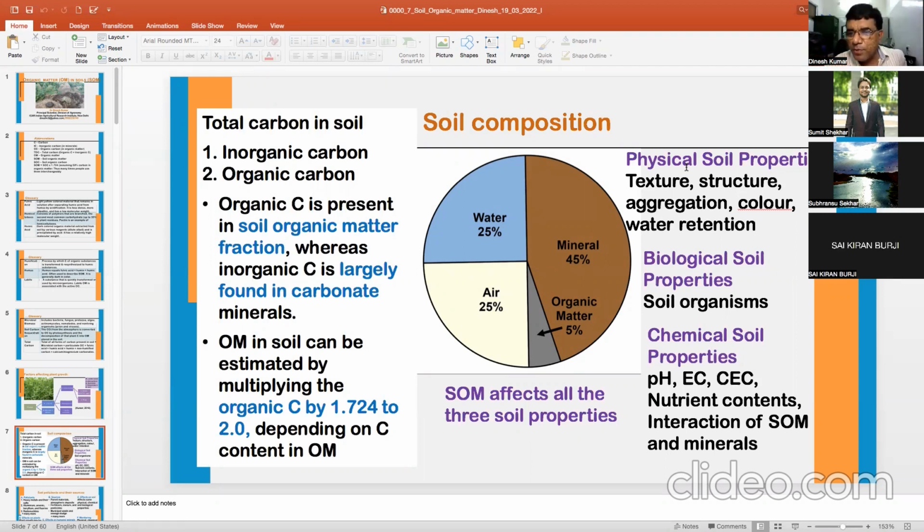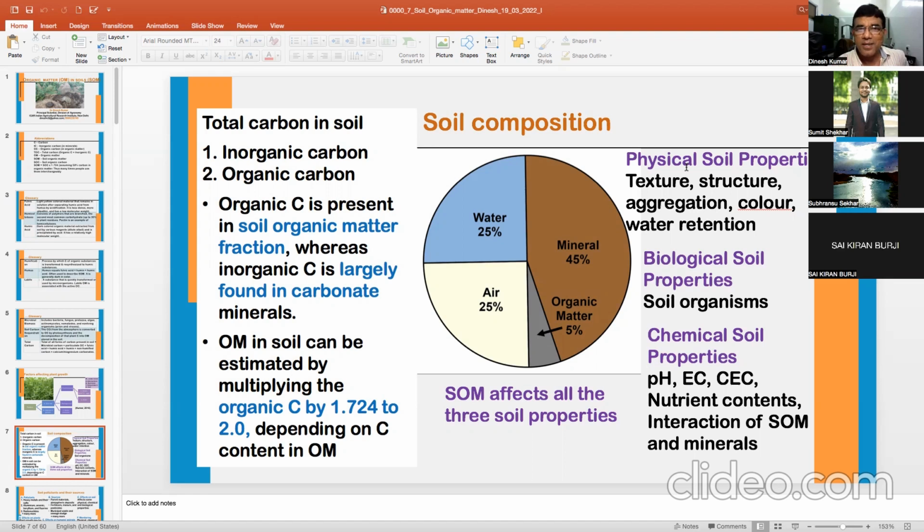And then biological soil properties means the content and variety of organisms in the soil. That is your soil biological property. Soil biological property basically includes soil organisms plus root activities. Then chemical soil properties: pH is a chemical soil property. EC, electrical conductivity. CEC, cation exchange capacity. Nutrient contents, the status of nutrients in soil. Interaction of soil organic matter and minerals. So soil organic matter will interact with minerals, particularly clay minerals. So all these properties are part of chemical soil properties.